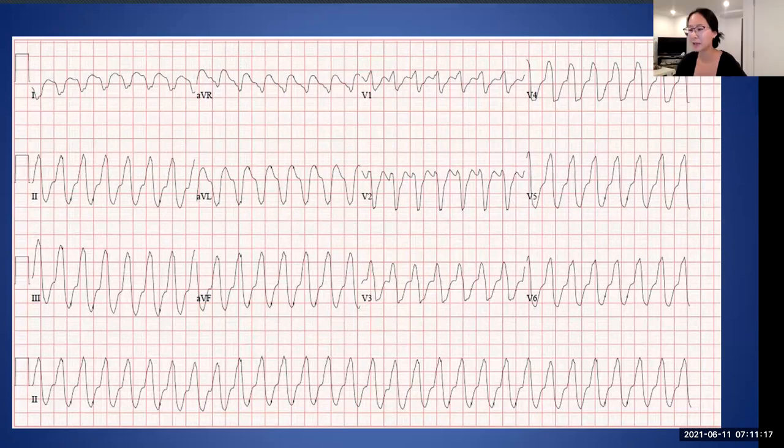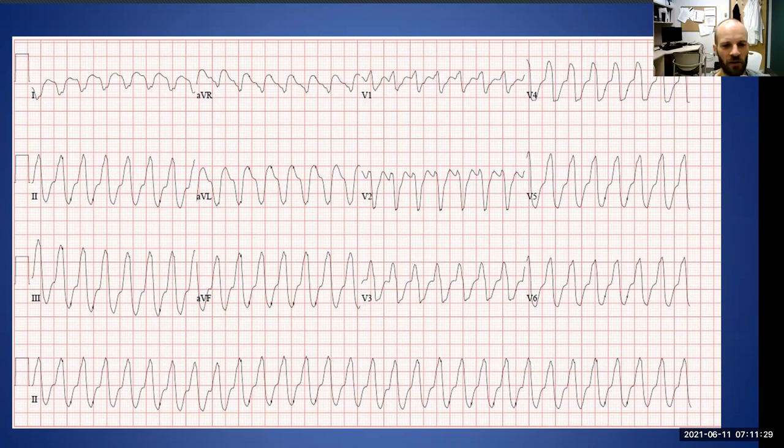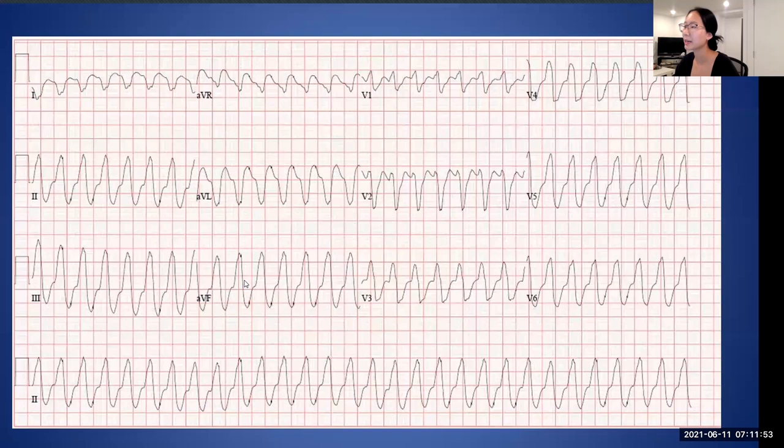Good. And I wasn't sure about the axis because it seems like it is going in both positive and negative directions in lead one. Tricky, isn't it? In some cases it can be hard to tell what's the QRS complex and what's the T wave, but I think our QRS complexes are negative in one and positive in aVF. So what would that make it? Negative in one and positive in aVF. That would be a right axis deviation.